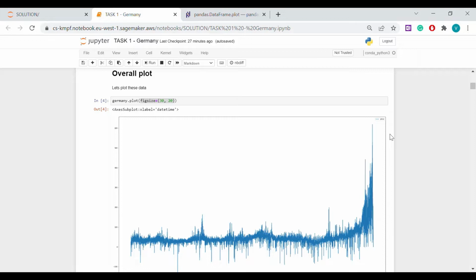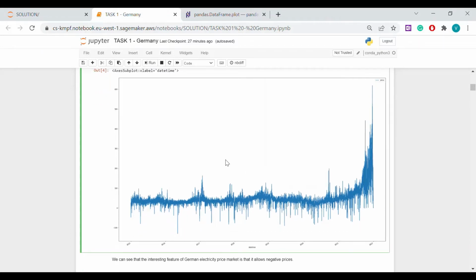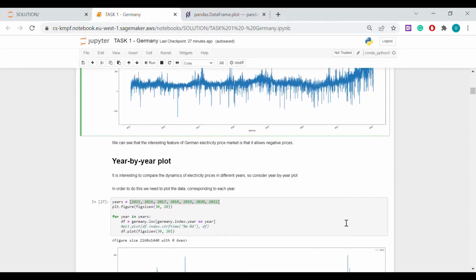The next thing we will do is plot this data simply using the plot function of the data frame. Here in the brackets I just have set the size of our plot. So our overall initial data looks like this. The first thing that we can see is that the German electricity price market has a feature of negative prices. So the market allows negative prices.